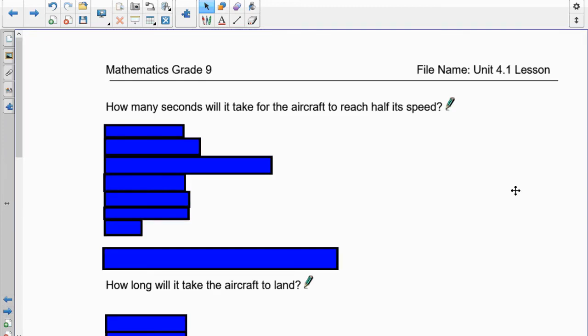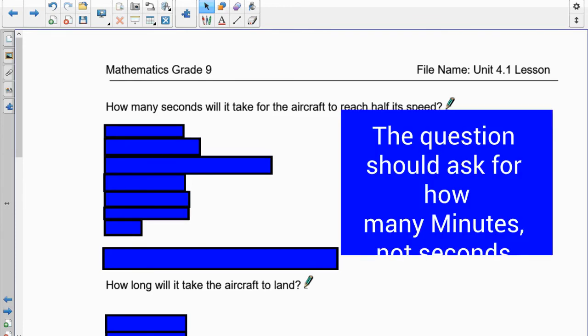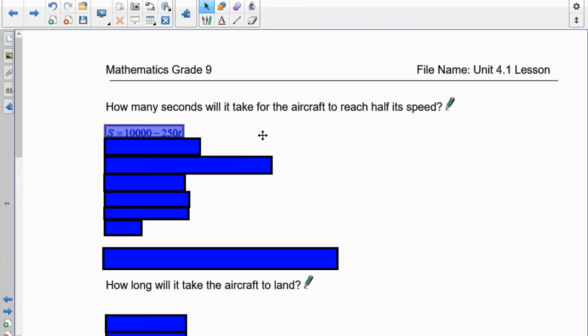So the question is, how many seconds will it take for the aircraft to reach half its speed? Well, we know it is traveling initially at 10,000 kilometers per second, right? So we're going to take our formula, and we have speed is equal to 10,000 kilometers per minute. We're going to decrease 250 for every minute that passes.